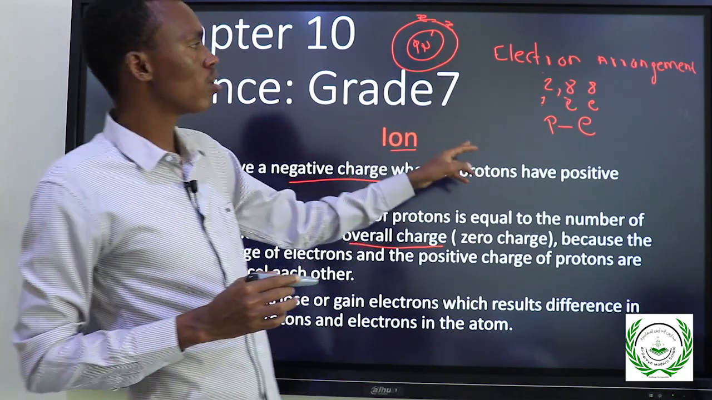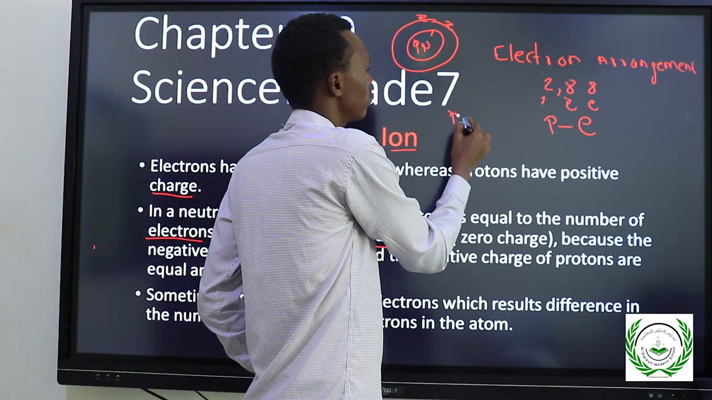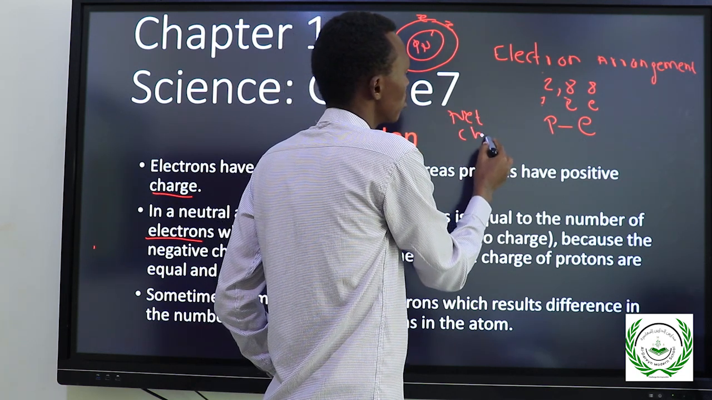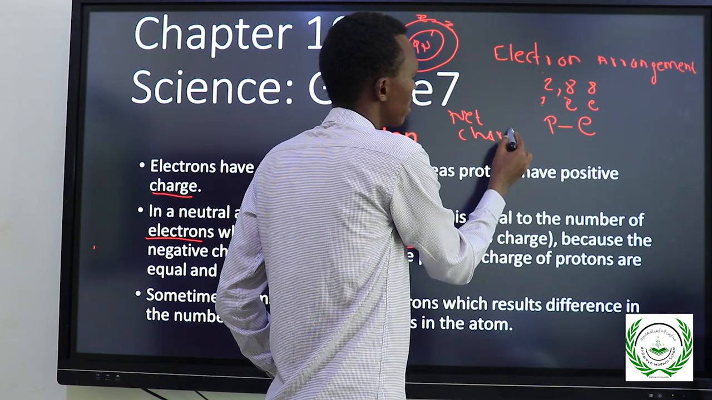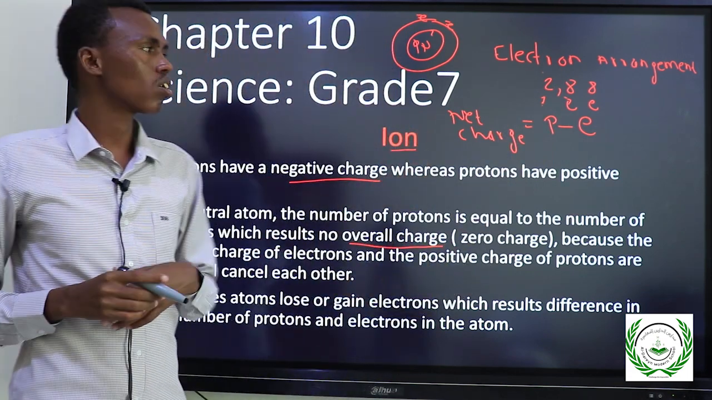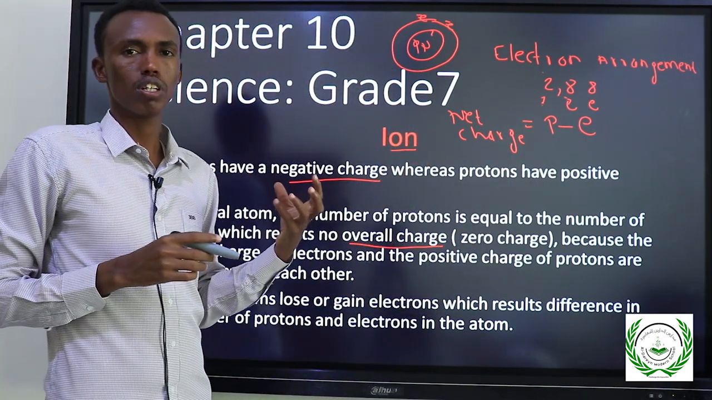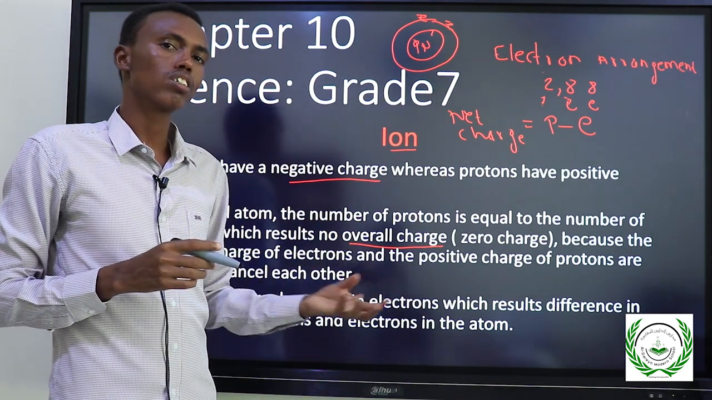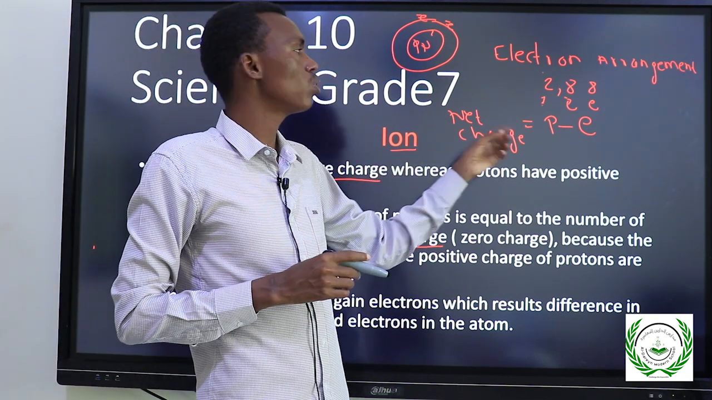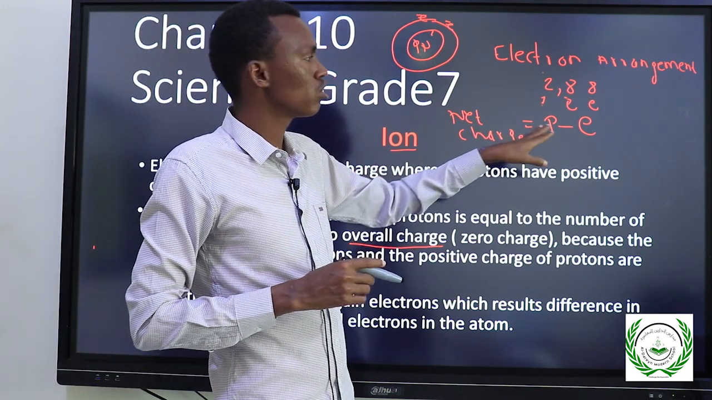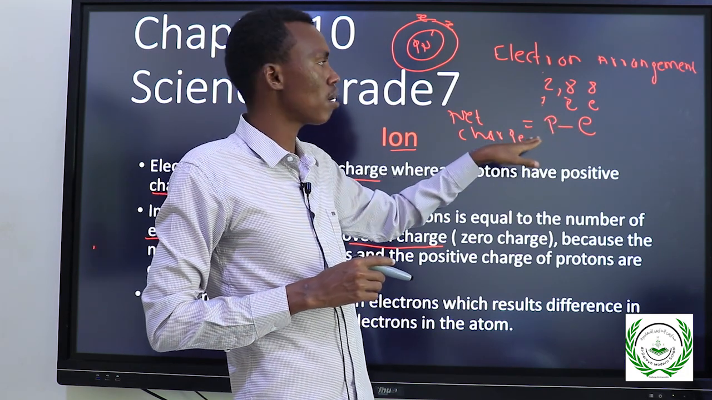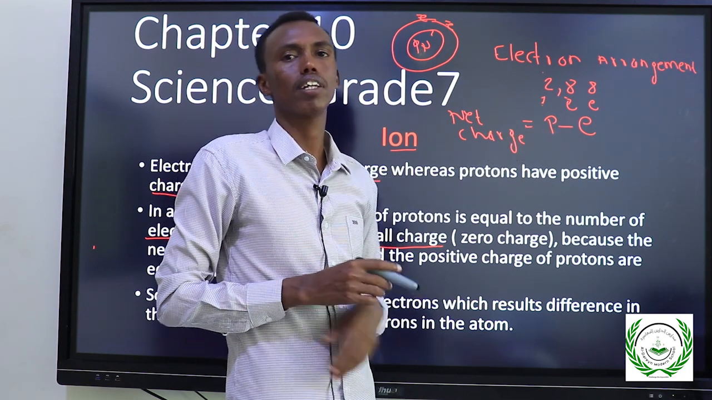Okay, so when we want to find the net charge of that element or atom, to know whether this atom is neutral, negative or positive, we can use this formula. Okay, we can calculate by using this formula, the subtraction of protons and electrons of that atom. The number of protons minus the number of electrons.